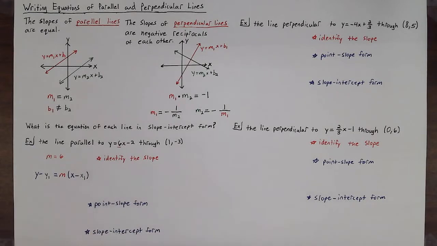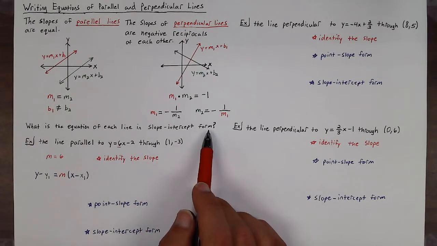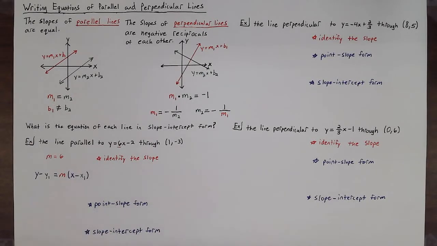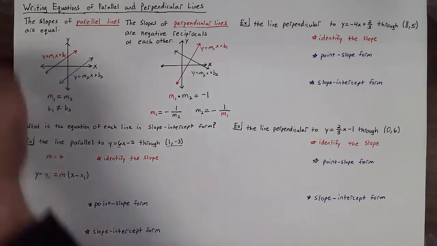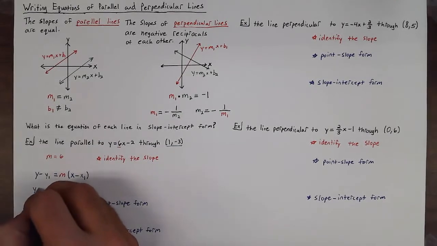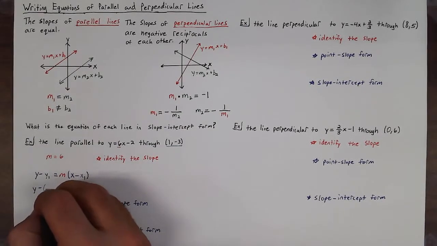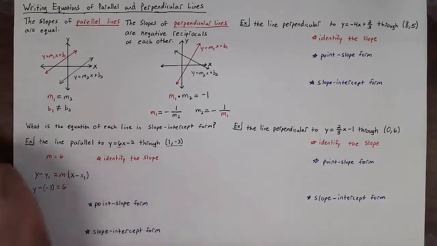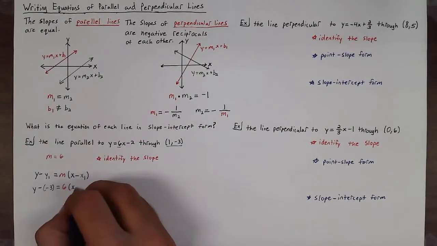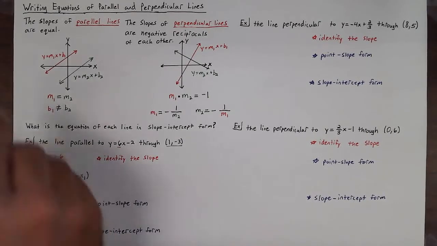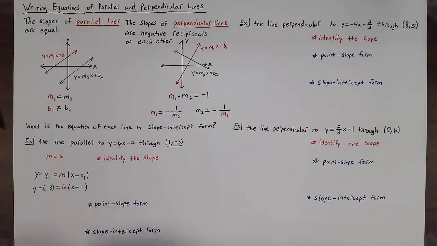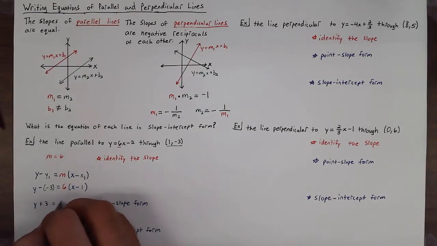To move further onto the problem, I want to put it in slope-intercept form, but in a previous lesson we learned about point-slope form, which is actually the easiest form to put one of these equations into, because now I have a slope and I also have a point, which is (1, -3). So putting this in point-slope form, I'll have y minus y1, which is -3, is equal to 6 times x minus 1. Simplifying this equation, I get y plus 3 is equal to 6 times x minus 1.